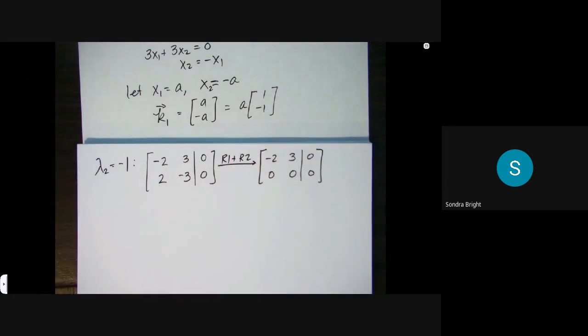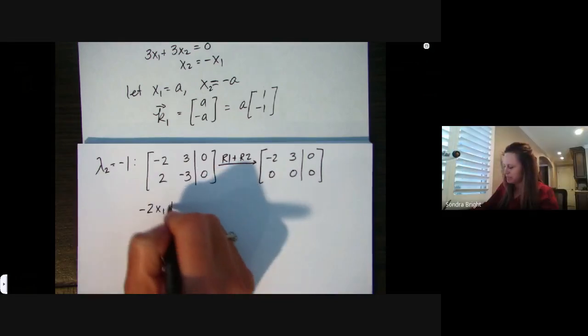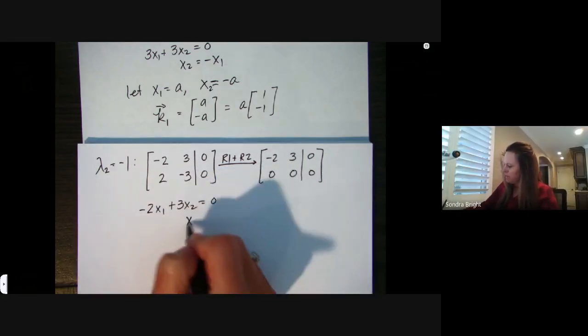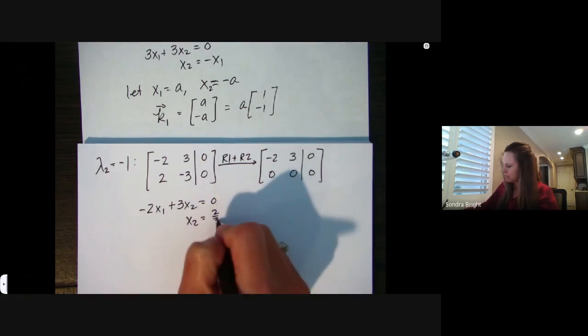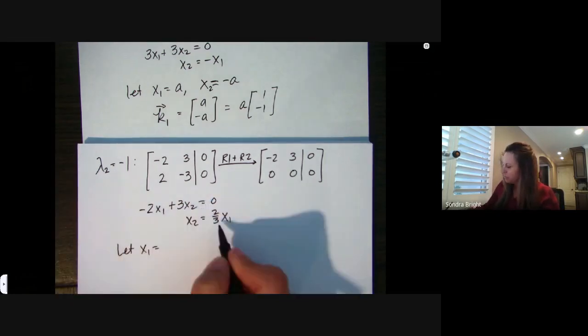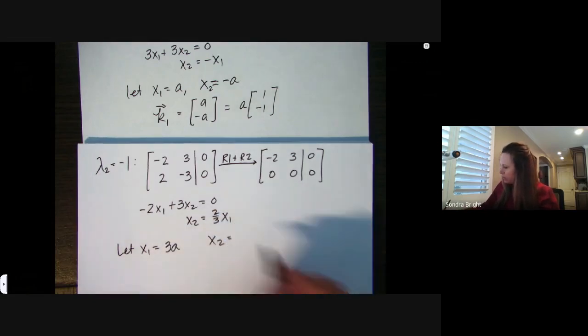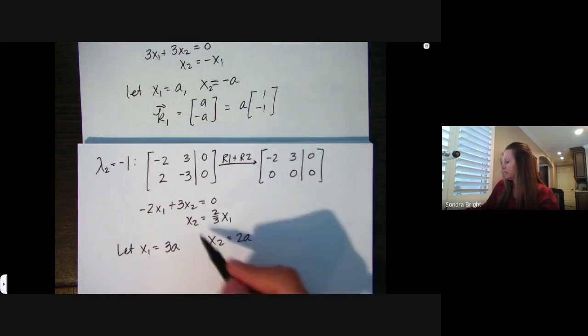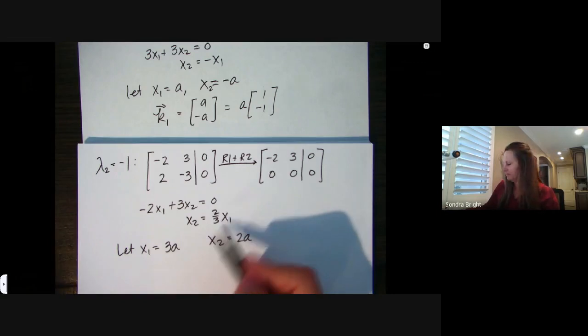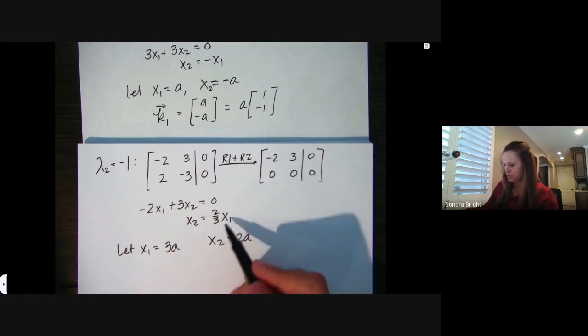This first line tells me that negative 2x1 plus 3x2 is equal to 0, which means x2 would be 2/3 x1. I prefer to not have fractions, so I'm going to let x1 equal 3a, and then x2 would equal 2a. You could let x1 be 1, but then your x2 would be 2/3, or let x1 be a. You could have fractions, but I prefer not to.